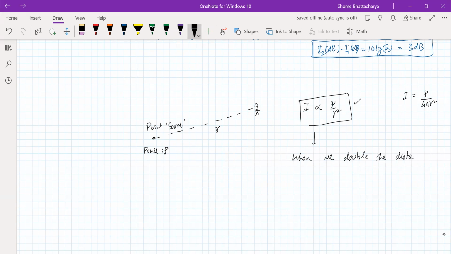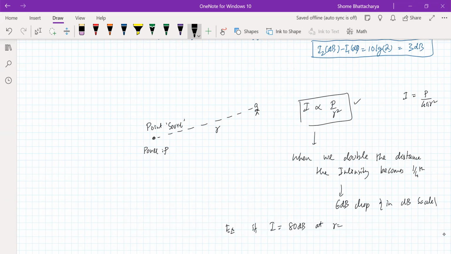the intensity becomes 1/4. Okay, so that means there is a 6 dB drop, okay, in decibel scale. So this is something important. So for example, if the intensity is, let's say, okay, 80 decibels at a distance of 20 meters from a source.